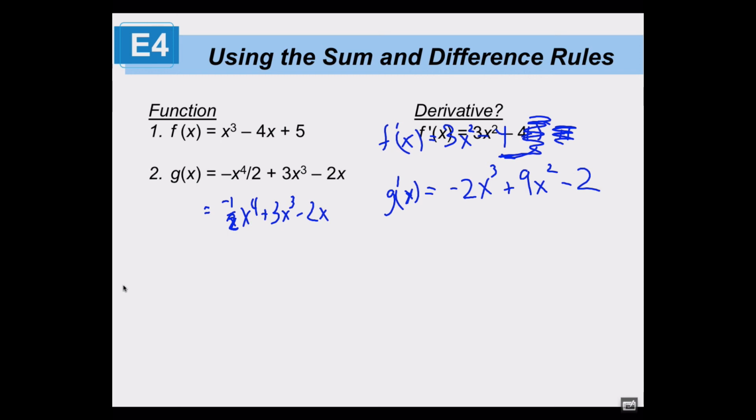Notice what's happening each time. We take a cubic, and when we take the derivative of a cubic, it ends up as a quadratic. You take the derivative of a quartic, it ends up as a cubic. So what you should realize when dealing with polynomials is we're reducing the degree of the equation every time we take a derivative. Okay?